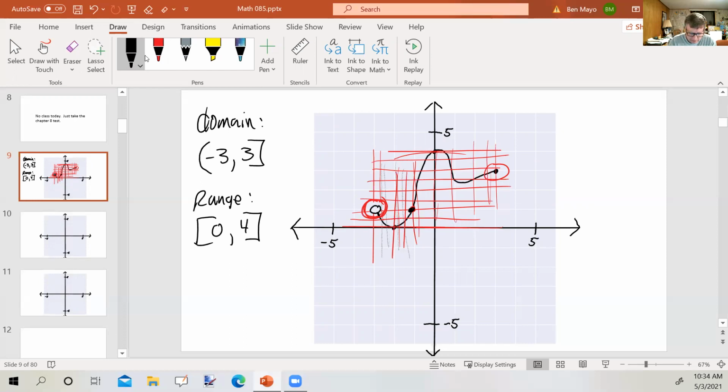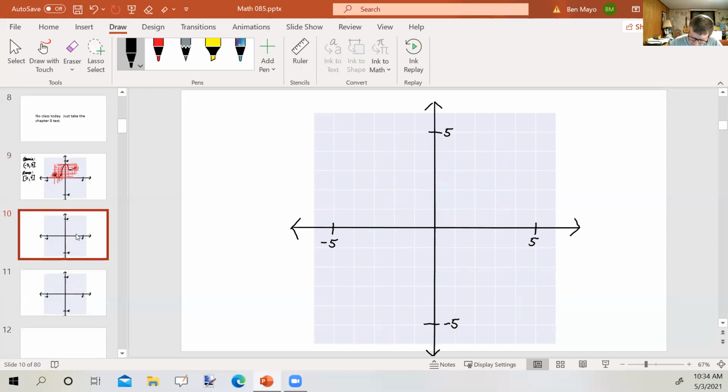Okay, let's look at another example. How about this graph where we have a solid dot here, a solid dot there, and an open circle there, and let's say it does this. But in fact, let's make it go on past there. All right, so now the domain.